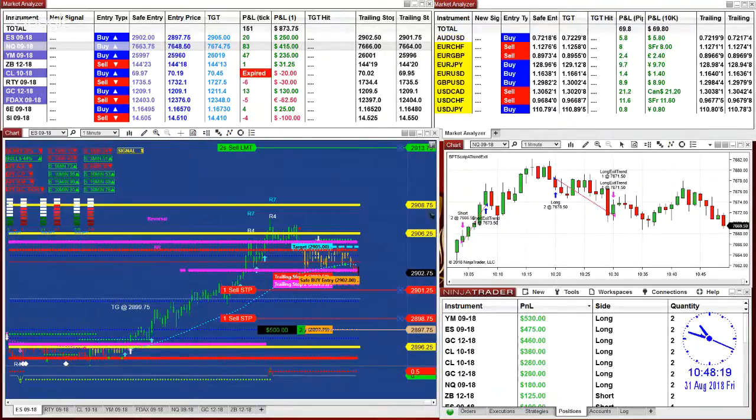This is the ES. Most of you trade the ES, so I'm gonna go back and put the ES for you, so we can look at the clean picture on the ES.